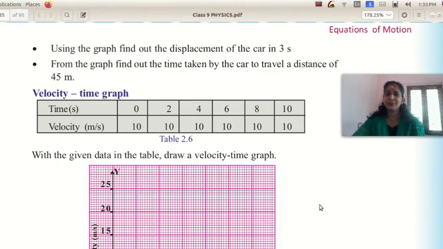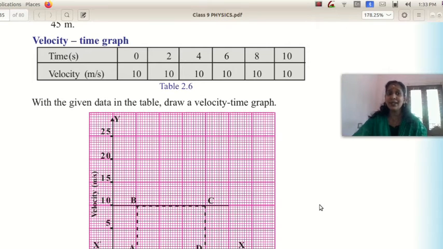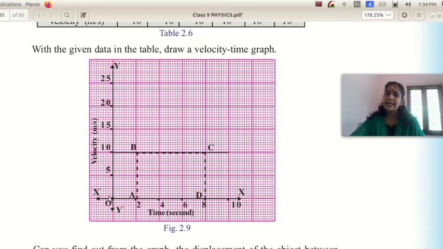Now we are going to draw the velocity diagram of a car or any object. We should take the time on the x-axis and the velocity on the y-axis. The time increases from 0 to 2, 2 to 4, 4 to 6, 6 to 8, 10 like that, so we should take 1 centimeter as 2 seconds. Here velocity is taken as 1 centimeter as 5 meter per second. We are going to draw the graph ourselves.